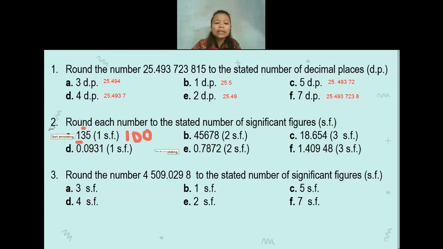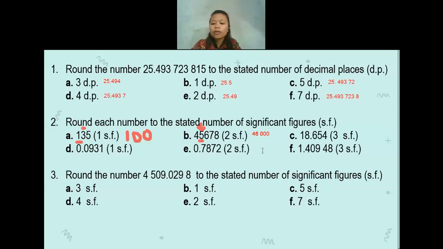For question B, it says two significant figures. So we need to find the second significant digit. The second significant digit is the number 5. Next to 5 is 6. Whenever the digit to the right of the chosen number is 5 or bigger, the chosen number has to go up by 1. So 5 goes up by 1, it will be 6. That's why the answer will be 46,000.